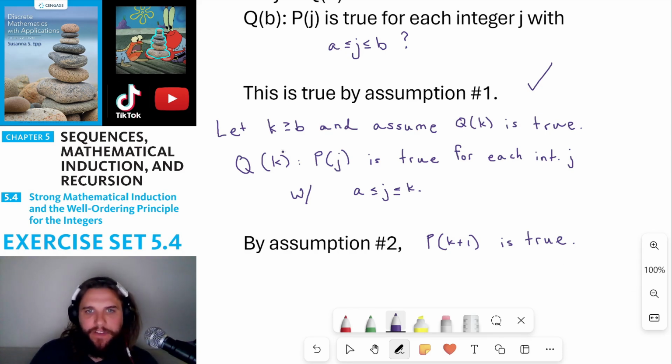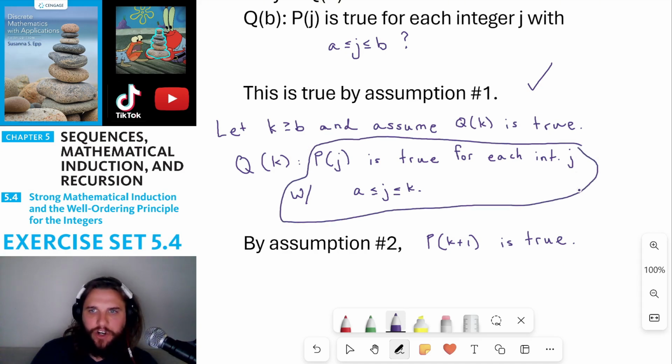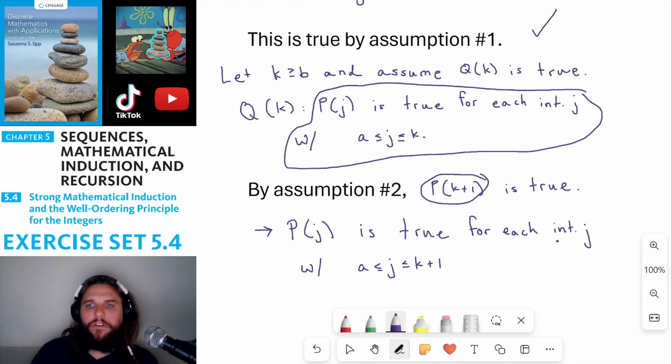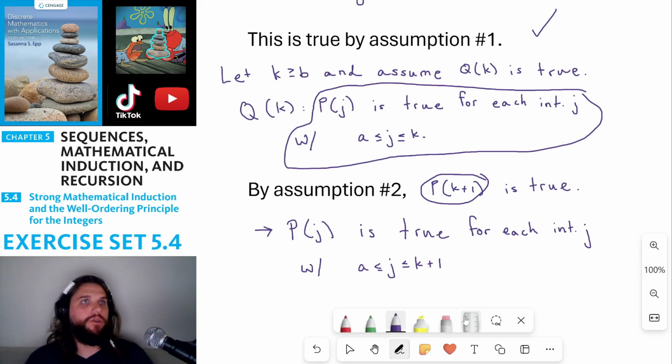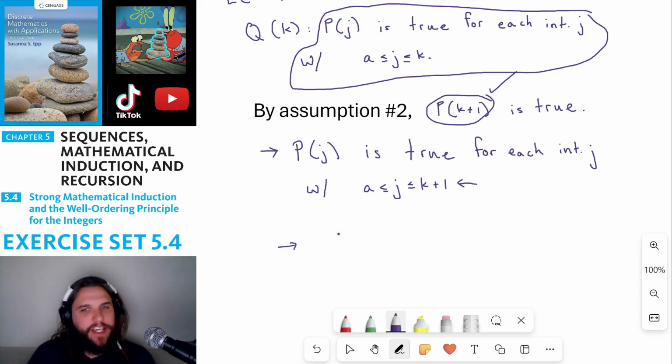But now we have that Q of k is true, which means that P of j is true for each integer j between a and k, and we have P of k plus 1 is true. So this means in particular that P of j is true for each integer j with a less than or equal to j less than or equal to k plus 1. We have k plus 1 as well because we know that P of k plus 1 is true. We proved that using assumption number 2. But this is the very definition of Q of k plus 1. So what we just showed is actually that Q of k plus 1 is true.